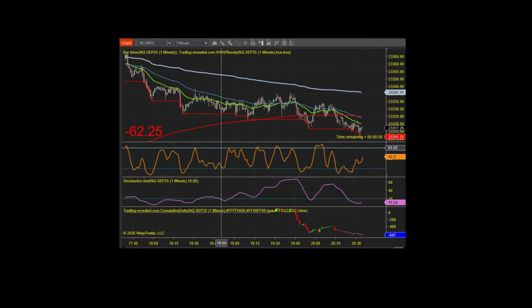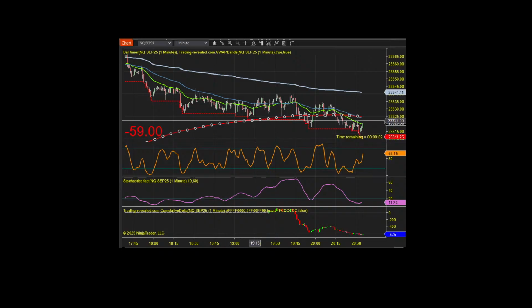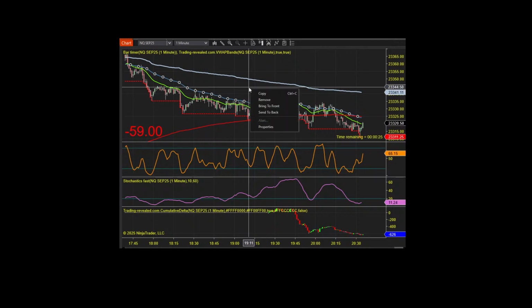And what I have is I typically do a 10-point stop, so 40 ticks. And I'm using two stochastics. The one stochastic is 10-60, the other one is 9-3, and then I just have a cumulative delta going down at the bottom here. And then in the chart we've got the 200 moving average. This is a 21, and that is the 50, I believe.